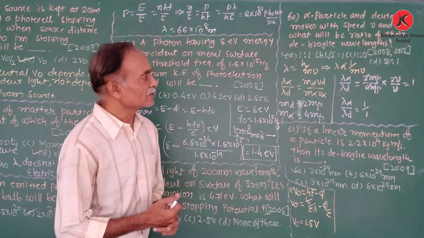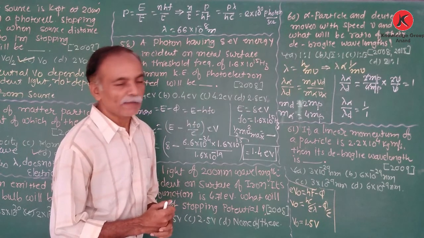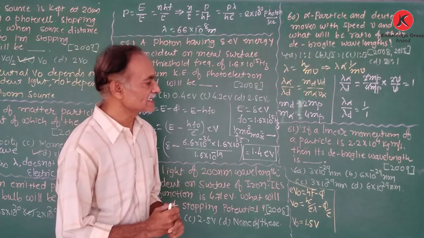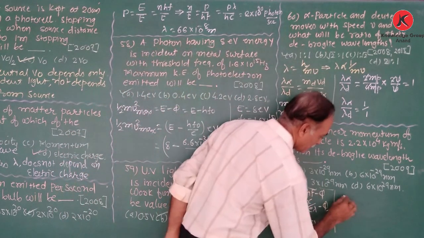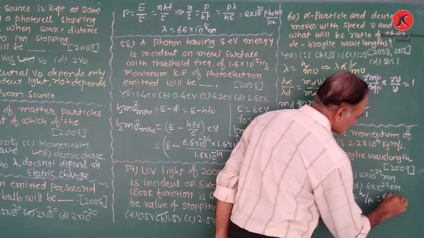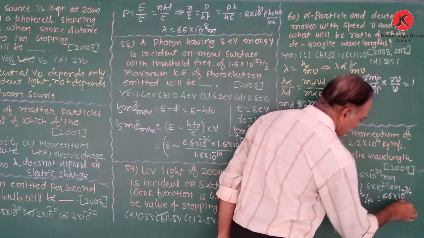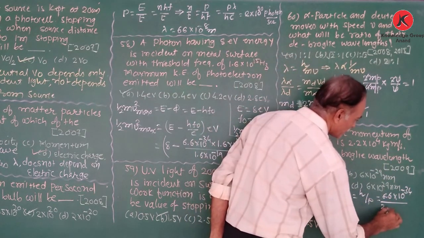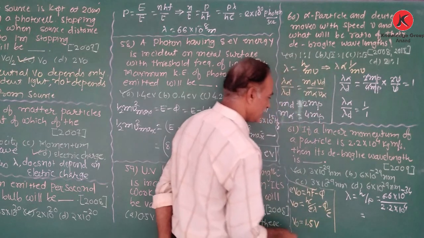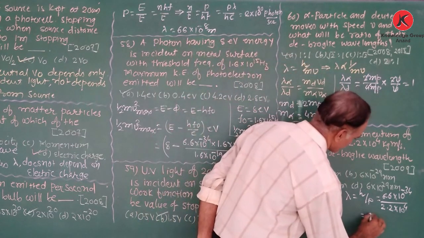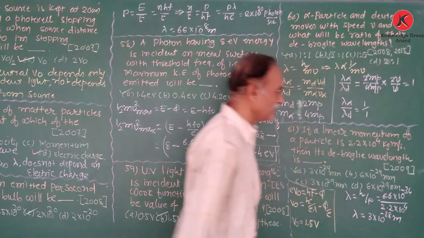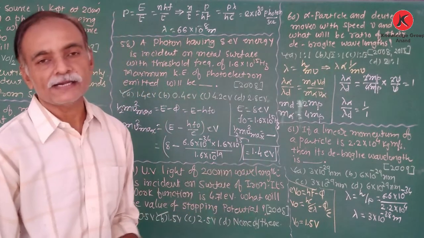Now the next, asked in 2009: if the linear momentum of a particle is 2.2 into 10 raised to 4 kg meter per second, then what is its de Broglie wavelength? Now de Broglie wavelength lambda is equal to h upon p. h is 6.6 into 10 raised to minus 34 divided by the momentum 2.2 into 10 raised to 4. We obtain the answer 3 into 10 raised to minus 38 meter. That is the de Broglie wavelength of the given particle.